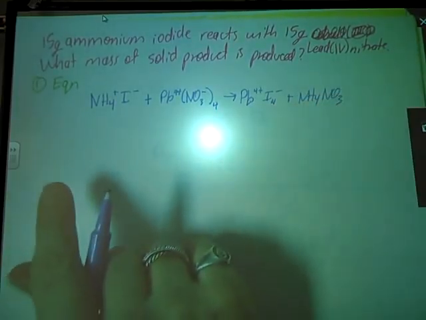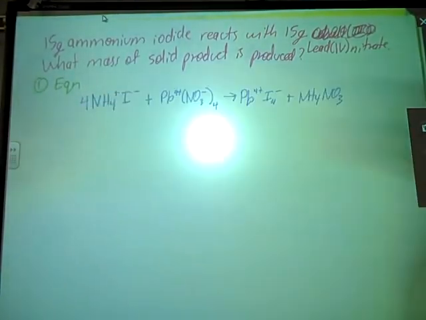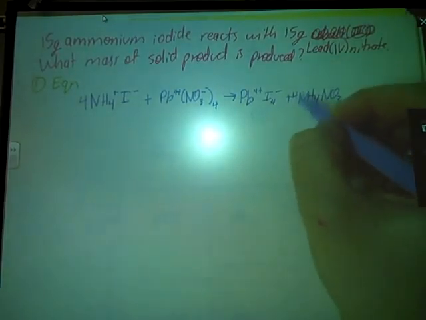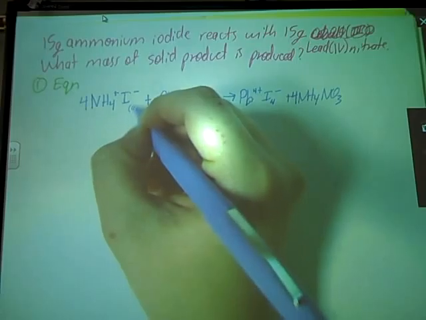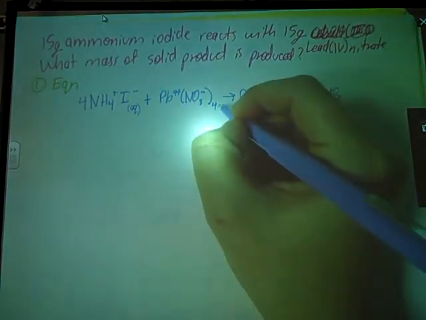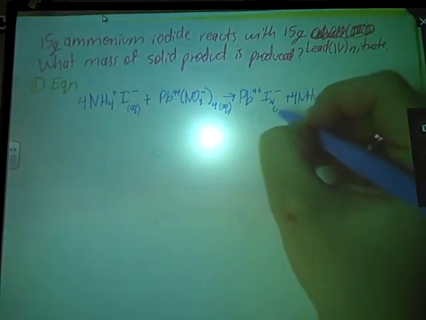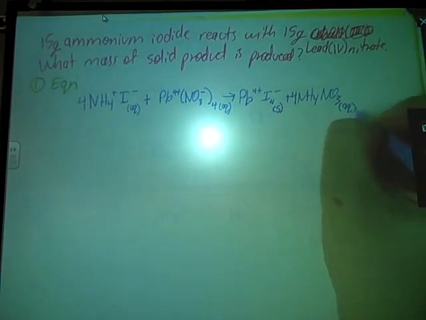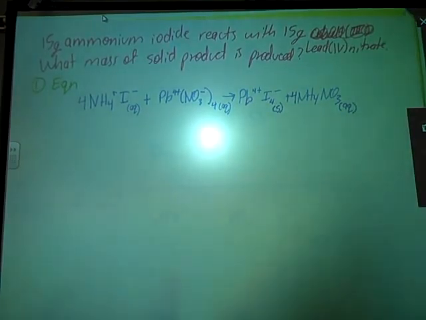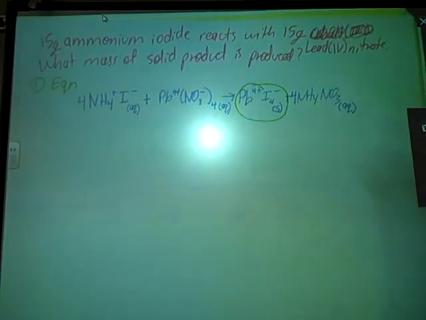So quick balance. I'm going to need 4 of these and 4 of these, and that should do it. Solubility rules. Rule 1, ammonium is soluble. Rule 2, nitrates are soluble. Rule 3, this is an exception to Rule 3. Rule 2, nitrates are soluble. So this thing here is the solid product about which they speak.